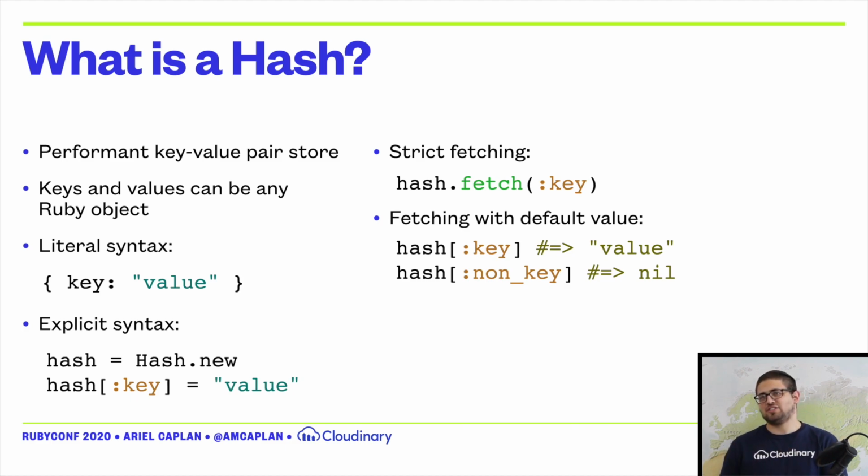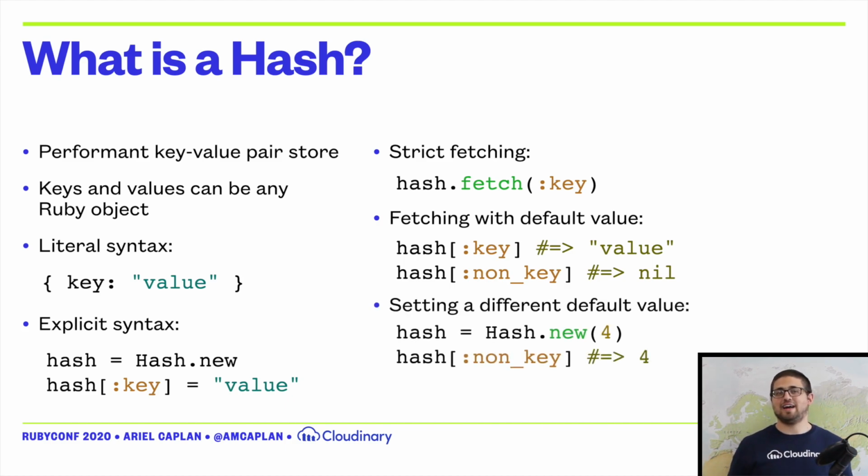It's actually just fetching with the default value. So it's saying if the key is there, get me the value. If not, get me the hash's default value. And the default value is nil. But you can choose your own default value. So if I want to create a hash where the default value is the number 4, I can do that. I just pass 4 as an argument to Hash.new, and I will get a hash with a default value of 4.